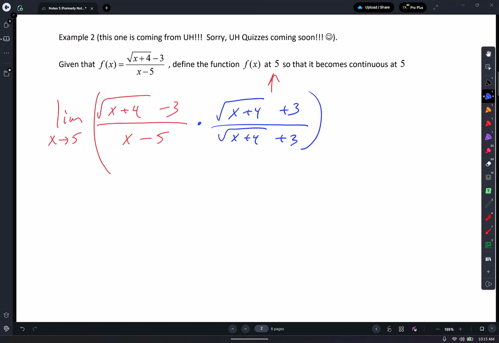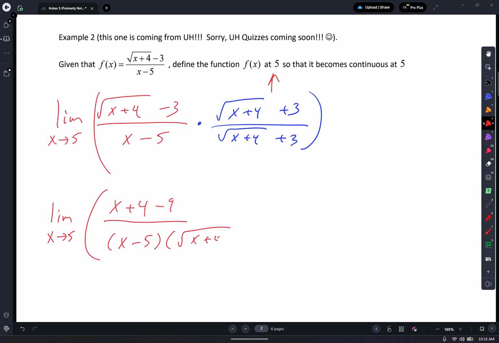So now here's what I now have. I'm going to have limit as x approaches 5, giant parenthesis, square root times square root, the square root goes away, x plus 4. And then negative 3 times positive 3 is a negative 9. And on the bottom, don't distribute, just leave it as a product: x minus 5 times square root of x plus 4 plus 3, close. So do that.